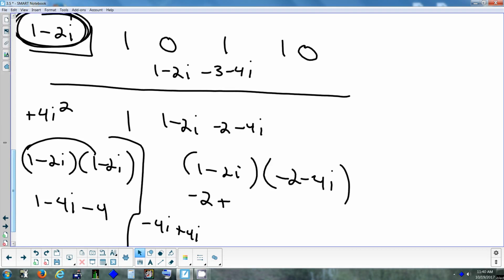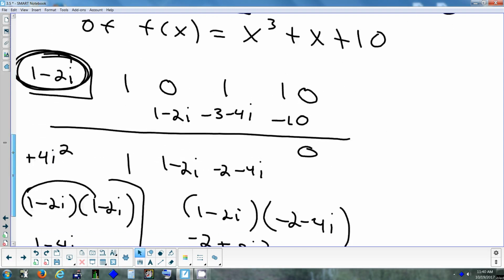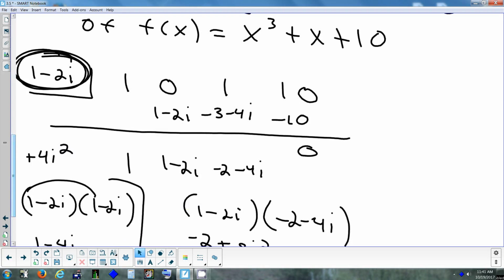2i times 4i, that's 8i squared. But what's i squared? Negative 1. And what's negative 1 times 8? And what's negative 2 take away 8? Negative 10. So I get a remainder of 0. So we just showed that 1 minus 2i is a root doing synthetic division.